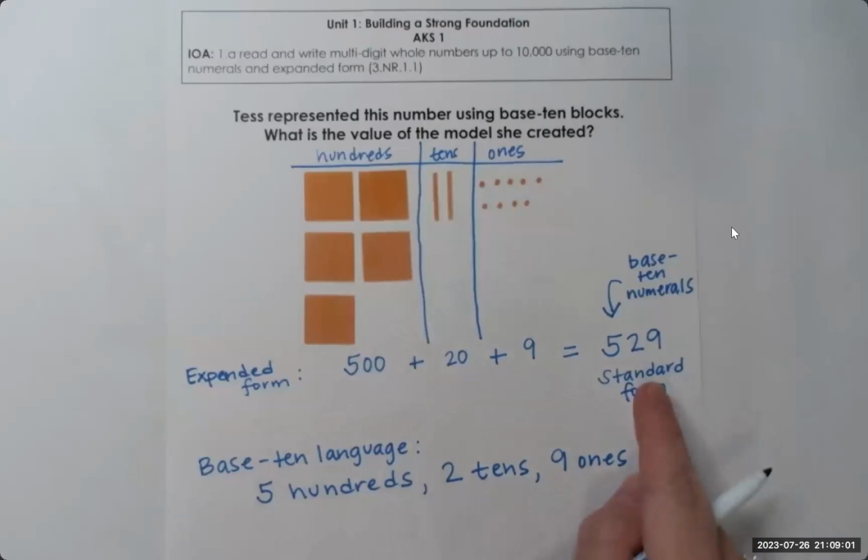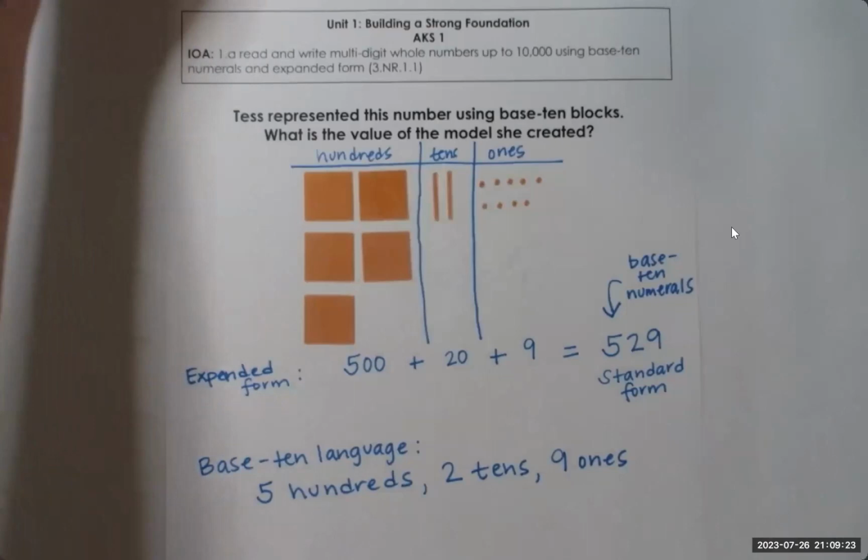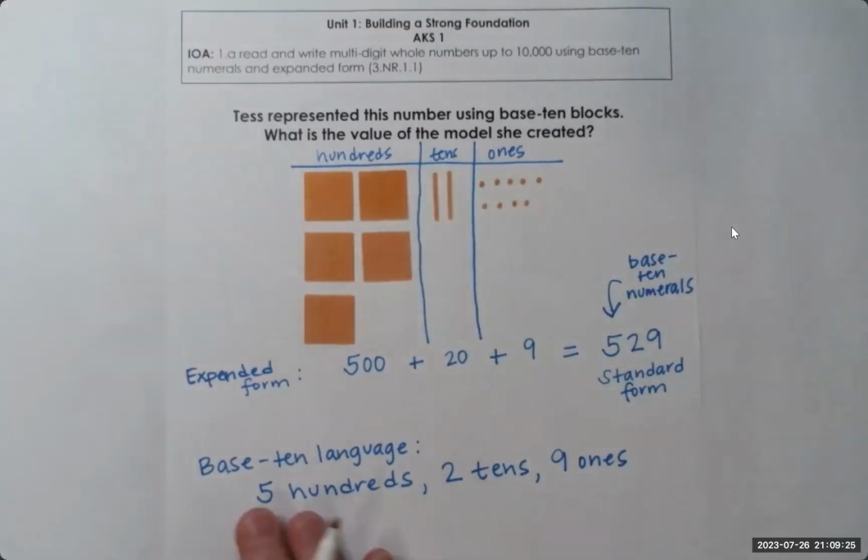Now, these are all different ways that a student might see a number represented. These are also different ways that a student might be asked to read or write a multi-digit number. Remember, we are only working with numbers within 1,000 for Unit 1. Now, one final way, teachers, that I want to show you is a different way to write this very same number using base 10 language.